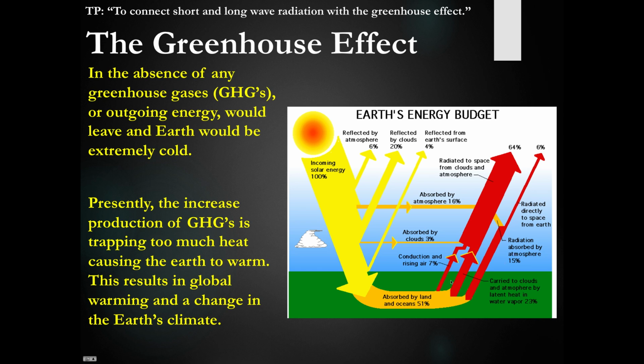And if you take a look here at the end, 64% of it can make it up very high into space. 6% radiated directly back to space from the Earth. 64% radiated to space from clouds and atmosphere.